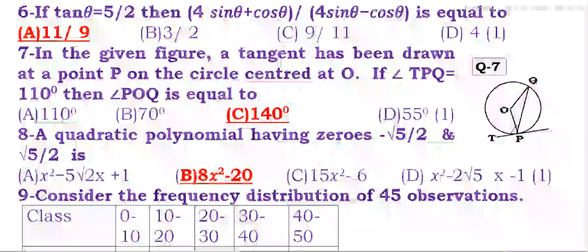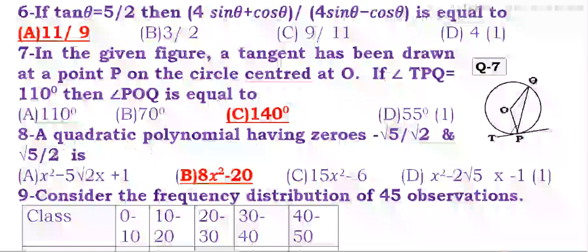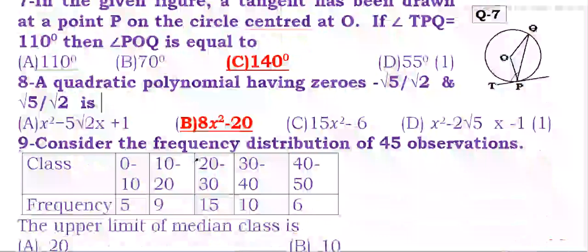Here also root 2. This question has root 2 here also. So the product will be minus 5 by 2. Then in this, the equation x square minus 5 by 2, or it would be 2x square minus 5, or 8x square minus 20.